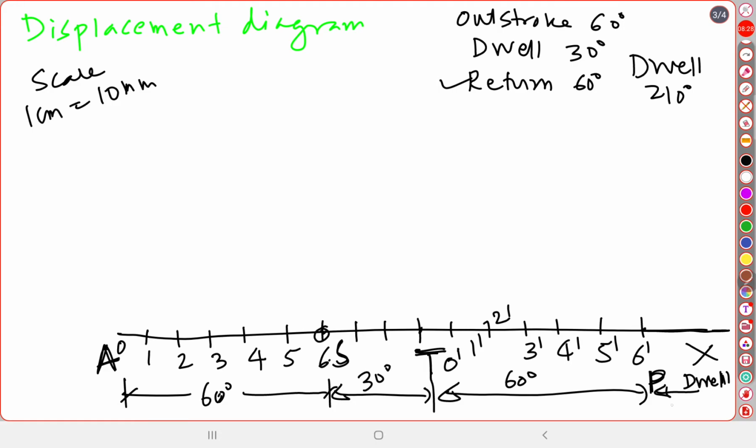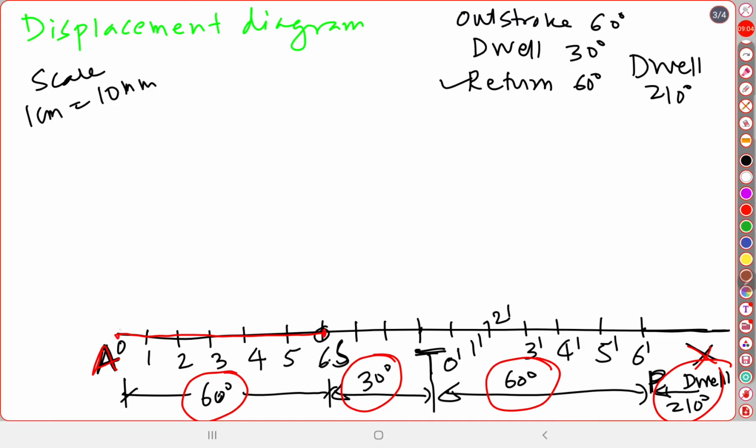So in this way the last point is P, and from P onwards there is a dwell for the remaining 210 degree. So we have seen here the outstroke is plotted like this, 60 degree, the dwell is plotted as 30 degree, and again there is a return stroke of 60 degree, and the dwell for 210 degree on this particular line A to X. So the last point is X, and at the end of X the 210 degree angle will end up. So this particular region A to S is the outstroke.